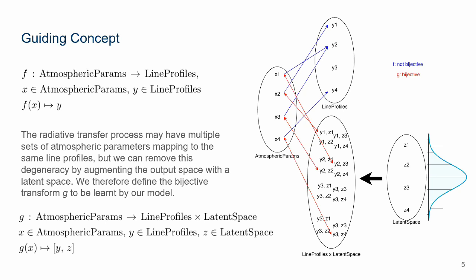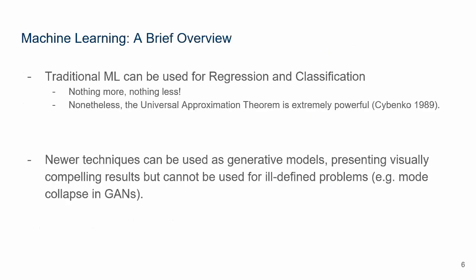And instead of mapping between atmospheric parameters to the line profiles and being unable to have an injective map backwards, we form a bijective map between the Cartesian product of this latent space and the line profiles together to the atmospheric parameters. That way there is a nicely well-conditioned bijective function that we can consider learning with a function approximator, like a neural network. And yeah, therein lies the issue.